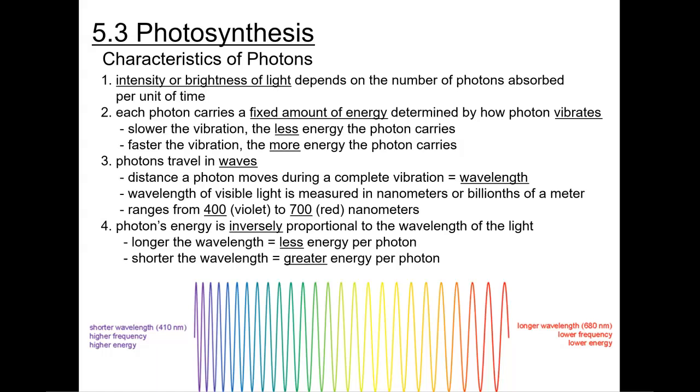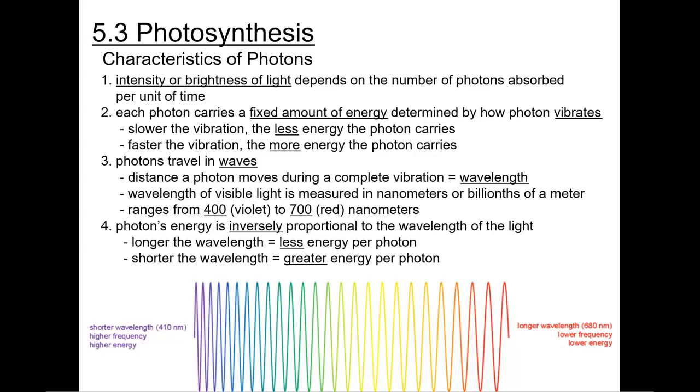Characteristics of photons that Einstein was able to determine: the intensity or brightness of light depends on the number of photons being absorbed per unit of time. Each photon carries a fixed amount of energy that is determined by how that photon vibrates. The slower the vibration, the less energy that photon carries. So that would be your red waves, your yellow waves. The faster the vibration, the more energy that photon carries. So now you're getting over to your blue, indigo, and violet waves. They have the most energy, but they are the smallest waves.